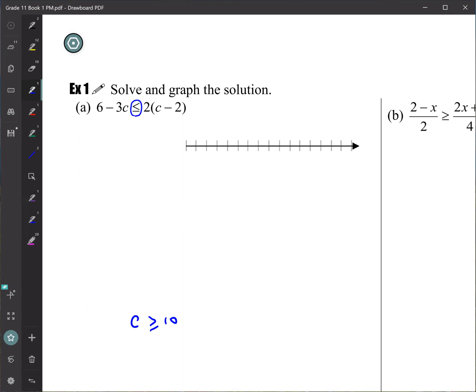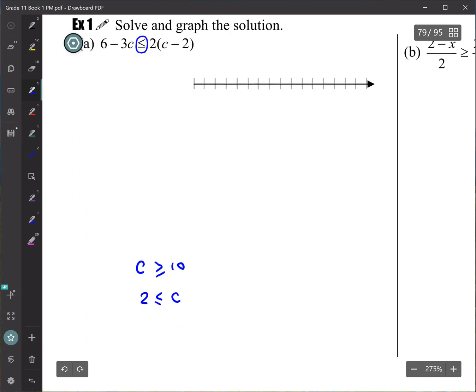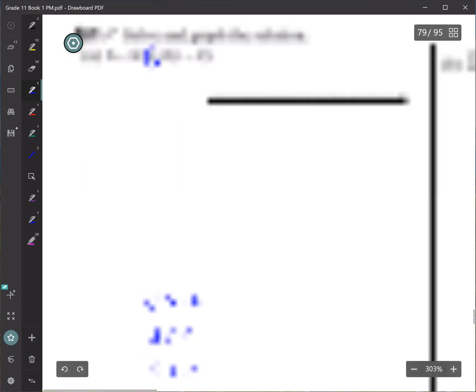I got 2 is less than or equal to C. 2 is less than or equal to C. Usually we like to have the variable on the left side, so we can flip it over: C greater than or equal to 2. Anyone else? I got C is greater than or equal to 2 as well. Okay, so second answer. Okay, let's check the simplifying, okay?